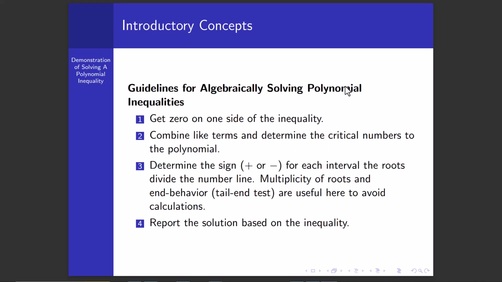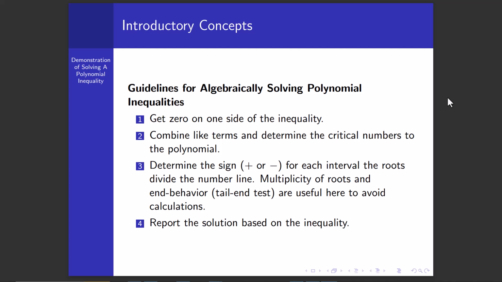Now, a guideline for algebraically solving polynomial inequalities is given here. Our first step would be to get 0 on one side of the inequality. And then our second step would be to combine like terms and determine the critical numbers to the polynomial. This would be the real solutions.